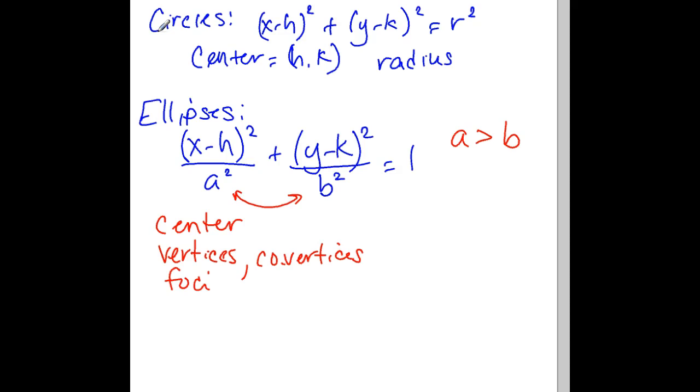That's our starting point. And then we're going to measure out A spaces to get our vertices, right? We're going to measure out B spaces to get our covertices. And those we're getting right from the equation. But how do we find our foci? We have to know C. How do we find C if we know A and B? C squared equals, good, A squared minus B squared. So that's the information I would need you to be able to figure out about an ellipse. Yes? Okay.